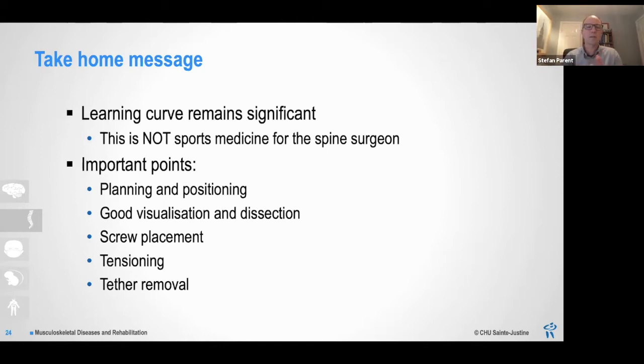Screw placement is important. Tensioning is still an art in my view. And for tether removal, don't plan a big surgery afterwards. Just plan a smaller case because it might take most of your day.